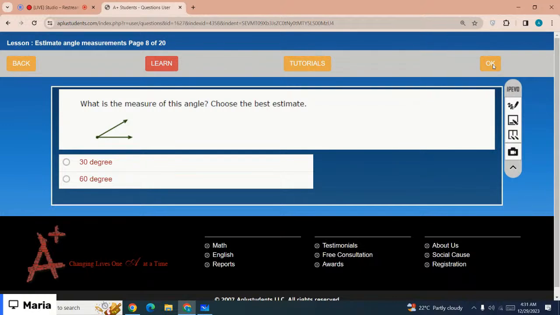Yes, that is just 30 degrees. The correct option is 30 degrees.